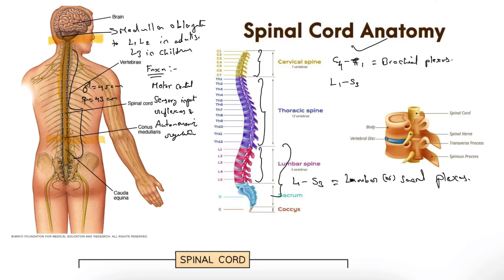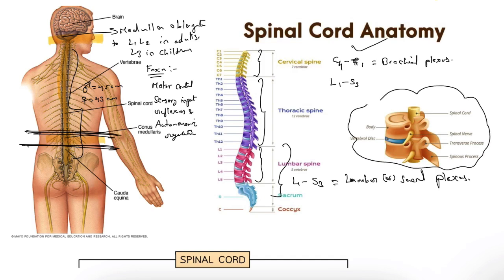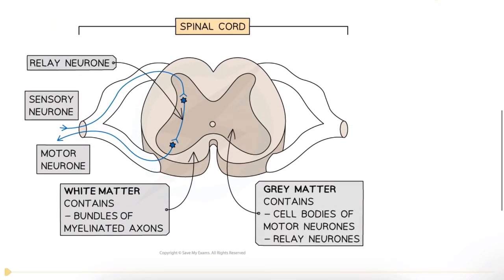Okay, so next, if I cut the spinal cord like this and I am seeing it from the top, I will see this type of image. Okay, this is the cross section of the spinal cord.